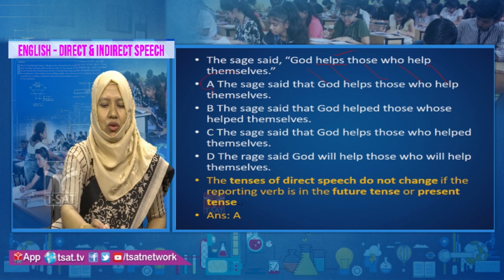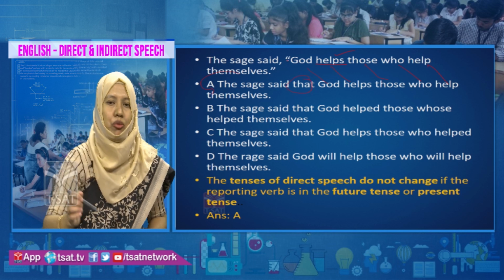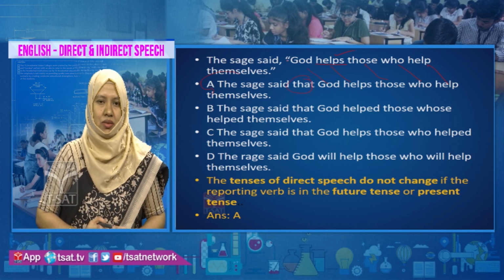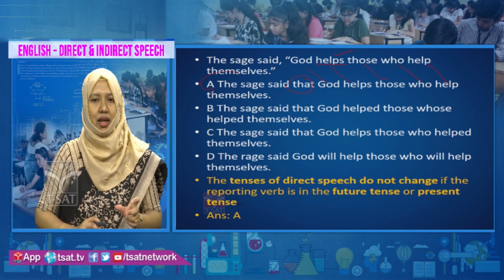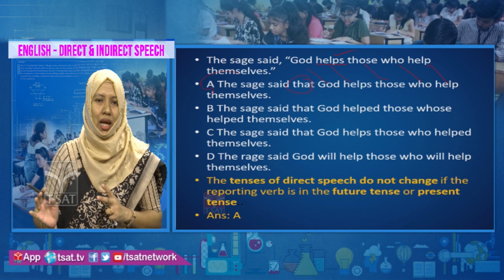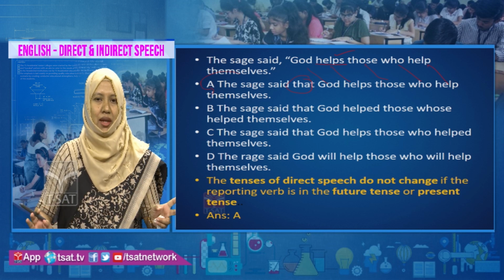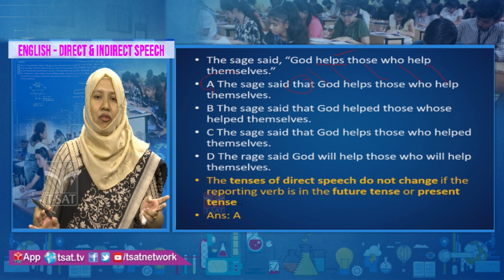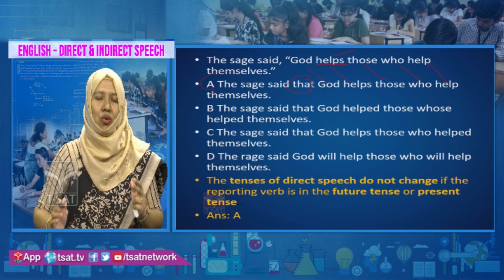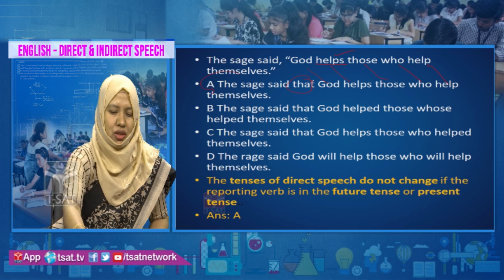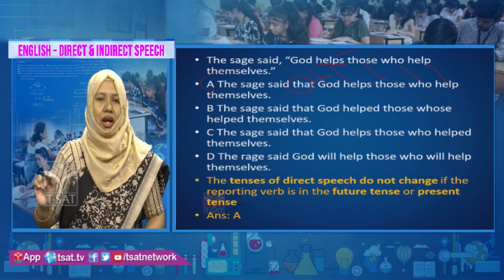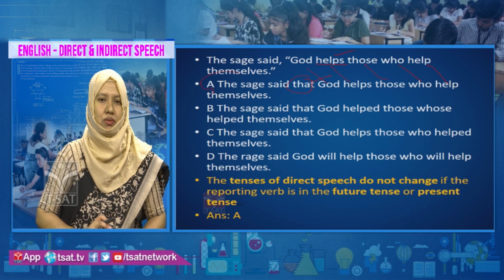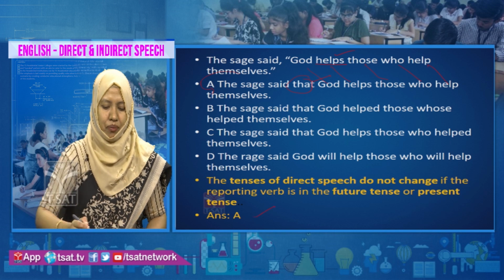So, you only have to add a conjunction here and remove the quotation marks, and write the sentence in indirect speech. The sage said that God helps those who help themselves. Everything will be same as it is without changing any verb. Same verb is used, only you have to add the conjunction that and remove the quotation marks. So, correct answer is option A.